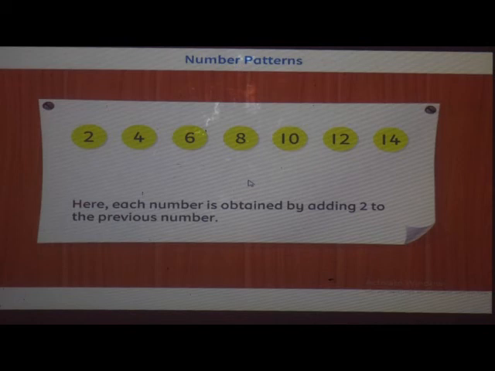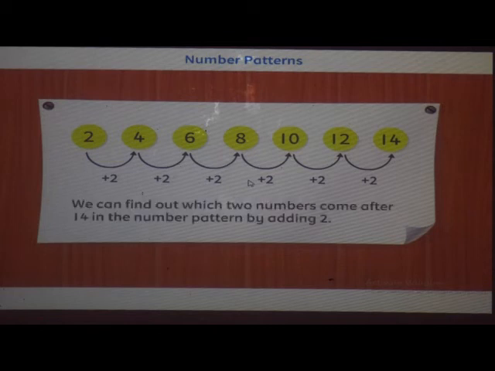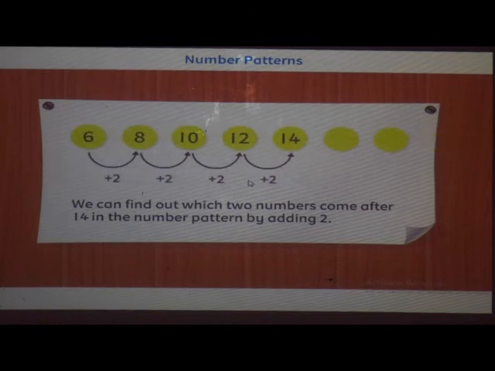Here, each number is obtained by adding 2 to the previous number. We can find out which two numbers come after 14 in the number pattern by adding 2. 14 plus 2 is 16. So, the next number in the pattern is 16. 16 plus 2 is 18. So, the next number in the pattern is 18.